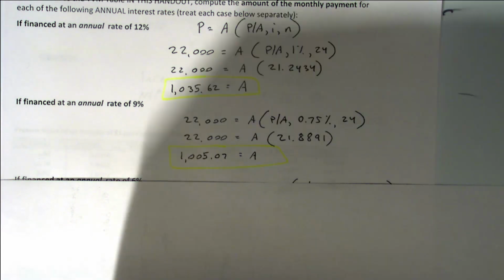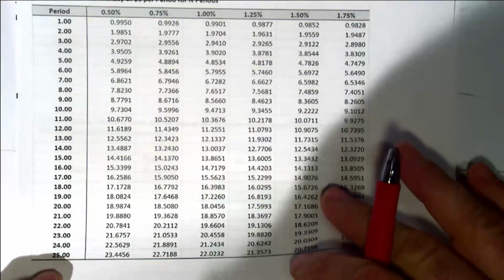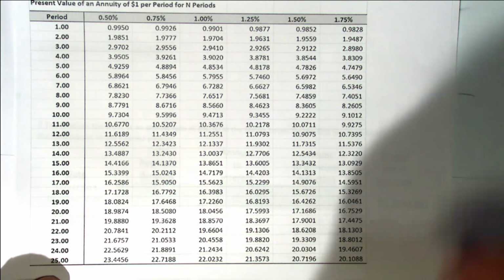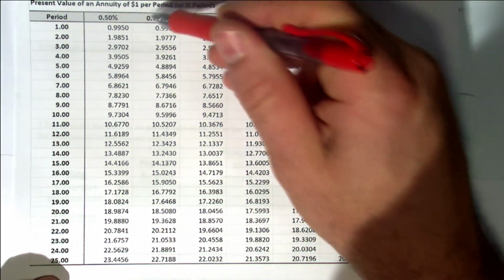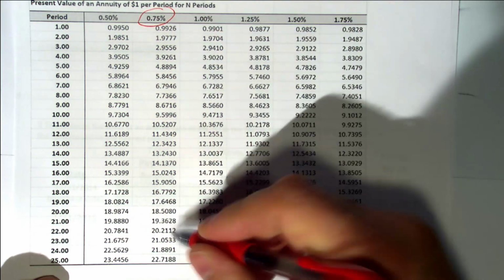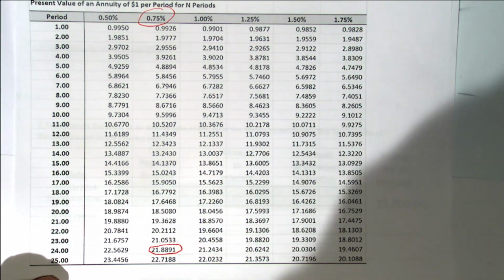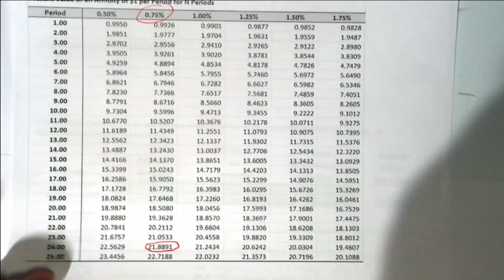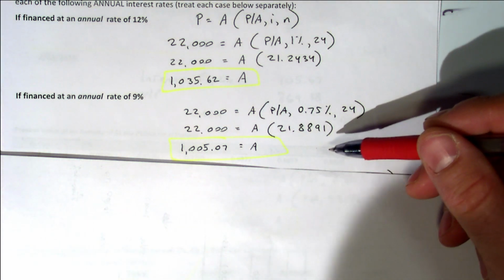0.75%. I had to make this special table for you because the table in your book only deals with whole numbers up here, right? So I had to make my own table: 0.75%, 24, there's the value here. But you could not have gotten this from your textbook. So that's the value that we use right there.